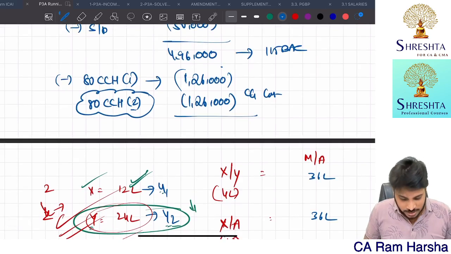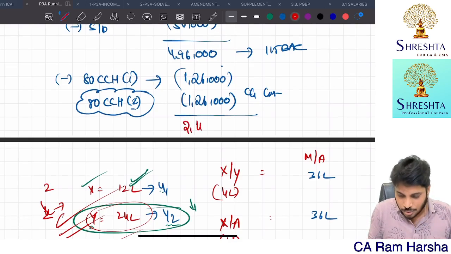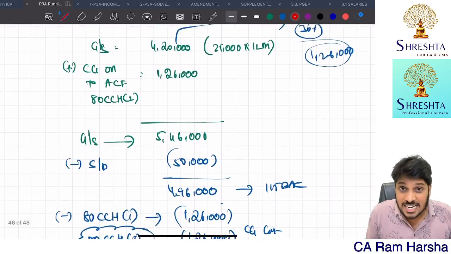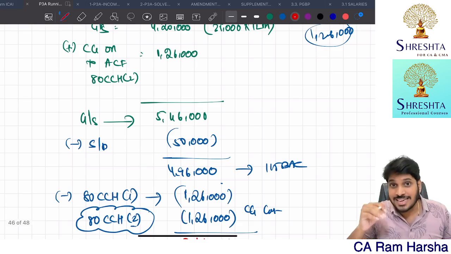Now, what is the net income? 4,96,000 minus 1,26,000 minus 1,26,000. Your net income is going to be 2,44,000. This is your total income. This is how the total income will be calculated for an Agniveer.